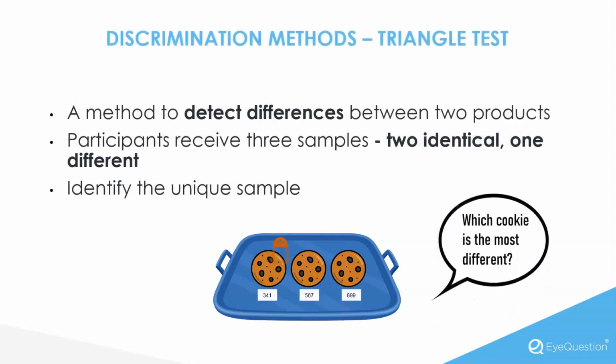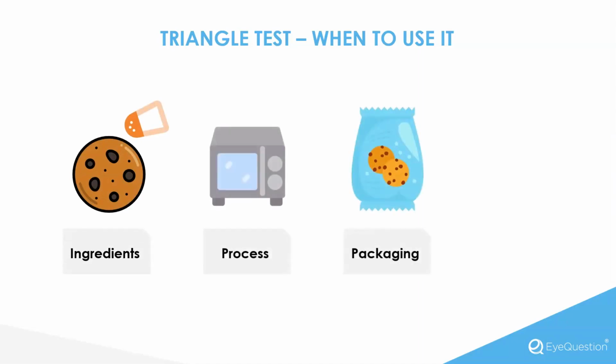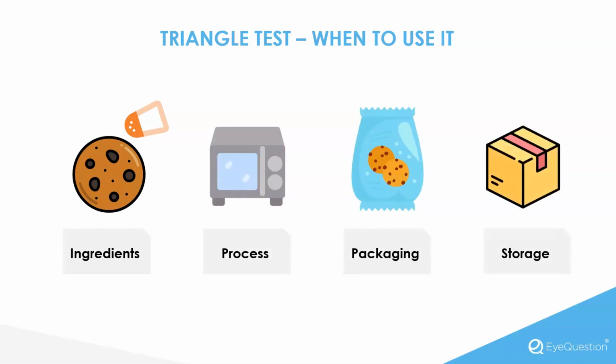Today, we're exploring the triangle test, a classic method in discrimination techniques used to detect subtle differences between products. It involves presenting three samples to panelists, two identical and one different, asking them to identify the odd one out. Triangle testing is ideal for scenarios where a perceptible difference might exist due to changes in ingredients, processes, packaging, or storage.